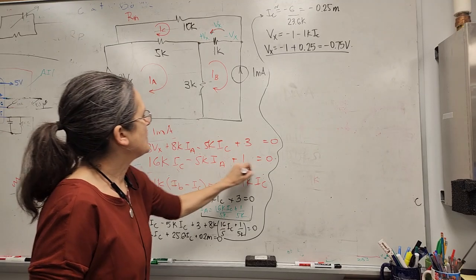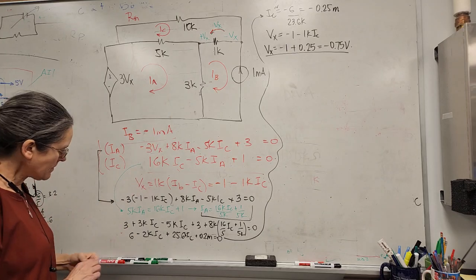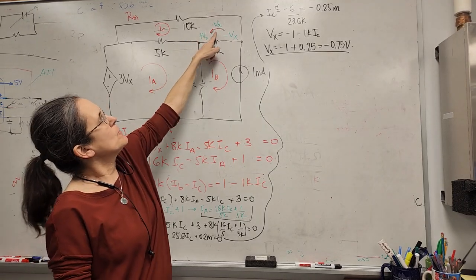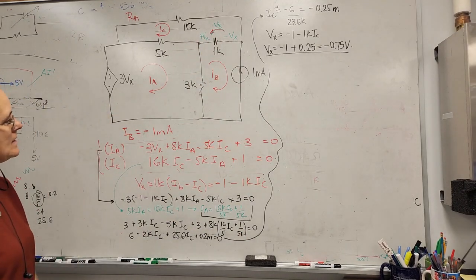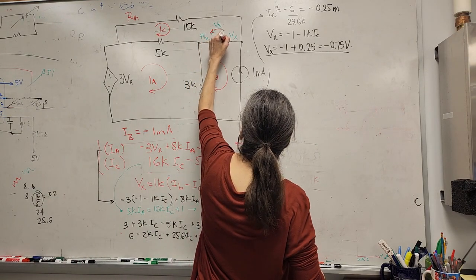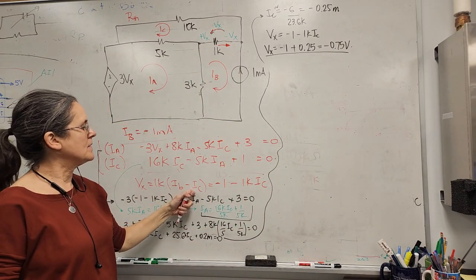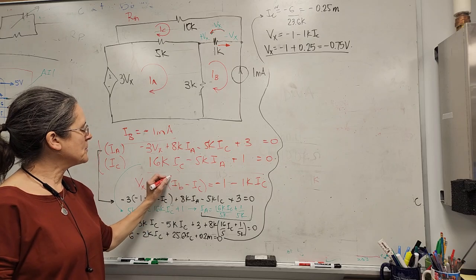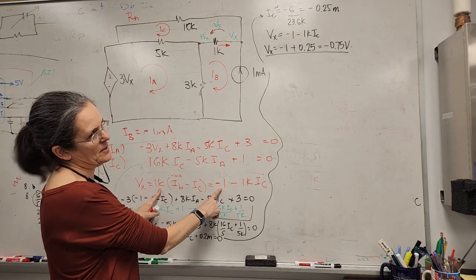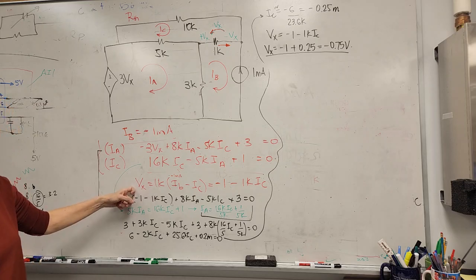Except when you write these 2 KVLs, you get a third variable, which is Vx. And Vx I can write as a function of these 2 currents here. So if I do Ohm's law on Vx, it says Vx is 1K times the current through the 1K in this direction here, which is IB minus IC. But I already know that IB is minus 1 milliamp, so I'm multiplying 1K by 1 milliamp and getting minus 1. It's actually multiplied by minus 1. So this is my equation for Vx.